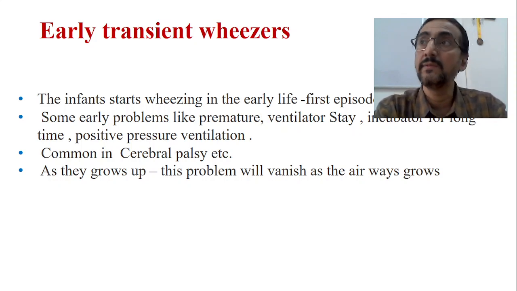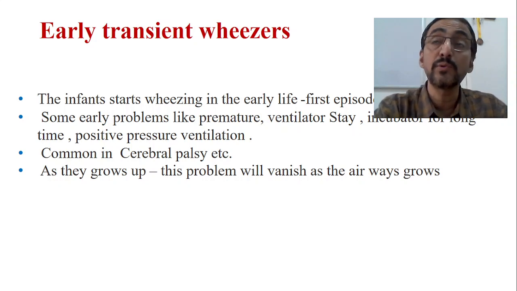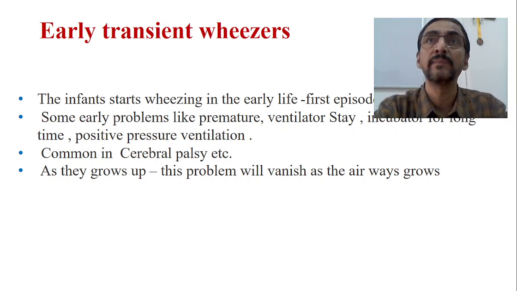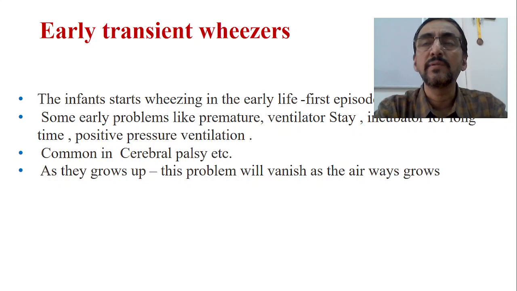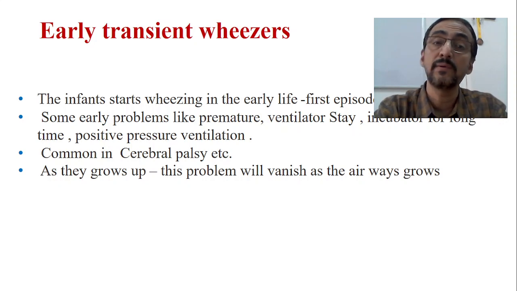And one more important thing is, even in a normal newborn, there is a lot of difference between the respiratory tract of the newborn and an adult. Now when we talk about premature or low birth weight babies, definitely their bronchial tree is much more immature, and that may be one of the causes of this early transient wheezing. So wheezing means there will be obstruction. Because of the obstruction, when the air passes through it forcefully, it leads to a sound, an audible sound, that is called a wheeze. This obstruction may be because of prematurity, ventilator stay, incubator-like conditions, positive pressure ventilation, or birth asphyxia.